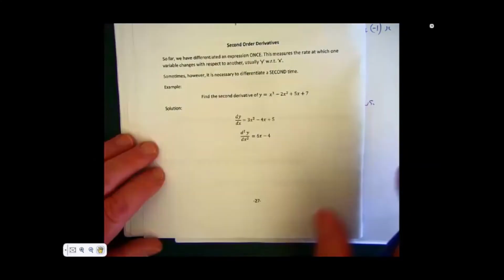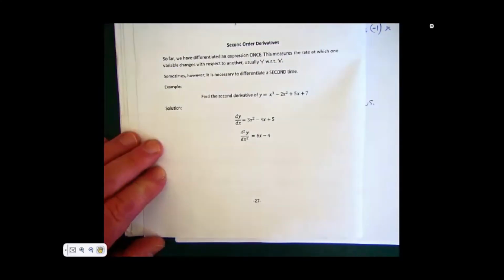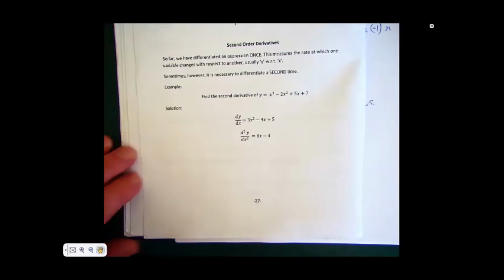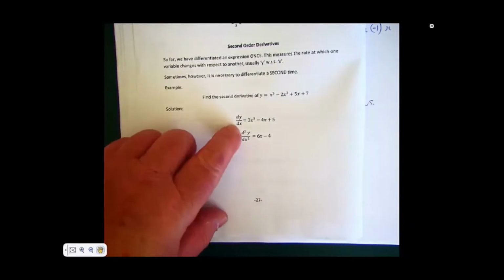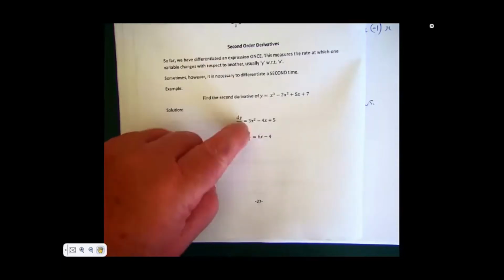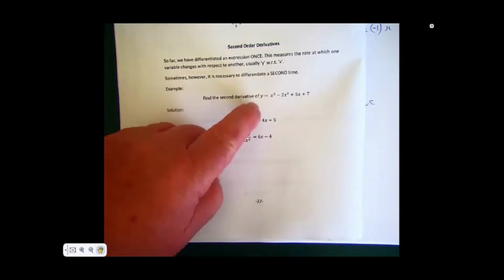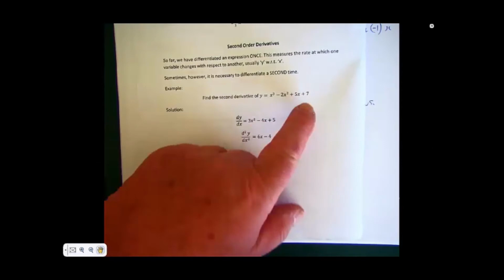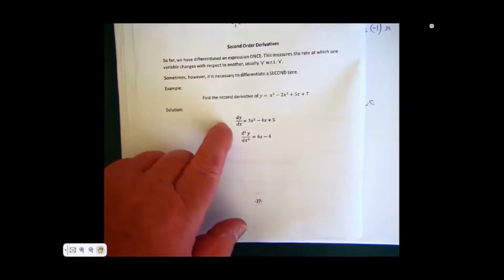Here we are. Find the second derivative of this function. Right, the solution, here we go, and notice what we do. We put out dy/dx, and we can do this very quickly. This is going to be 3x squared minus 2 twos are 4x plus 5. The 7 drops out as a constant. So this is the first derivative.